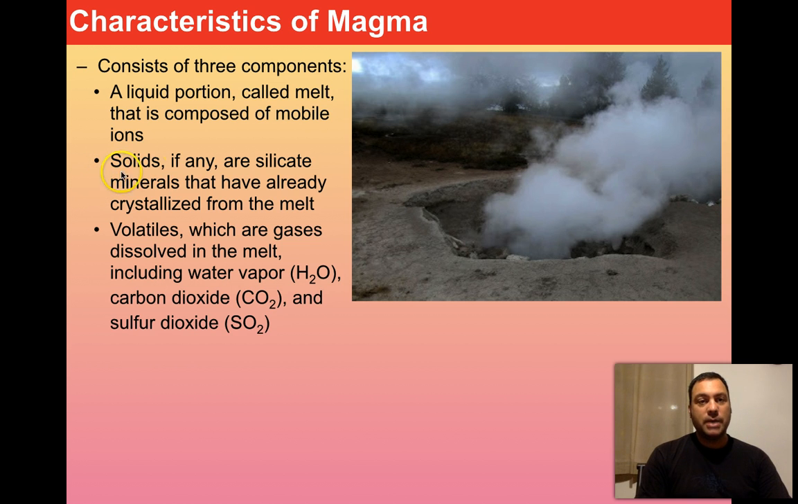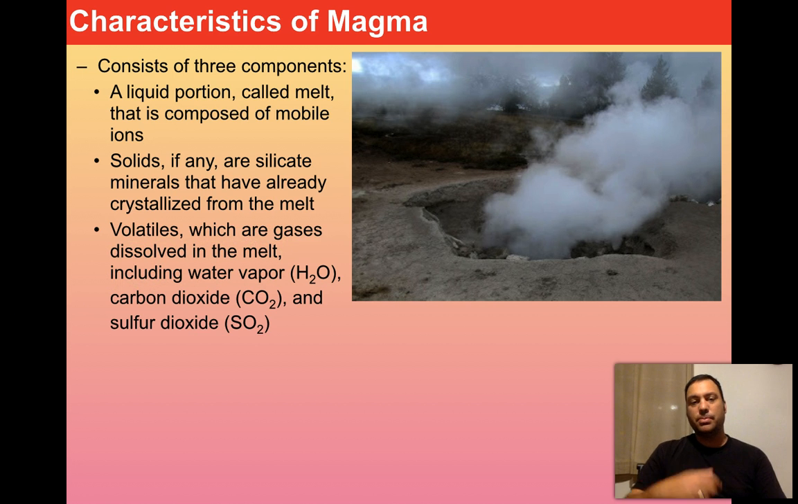Solids are the second component, if any. There are not always solids, but if they're present, they're usually silicate minerals that have already crystallized from the melt. Usually these are really high temperature minerals like olivines and hornblendes, things like this that are already present. And then volatiles. A volatile just means a gas that is dissolved in the melt.